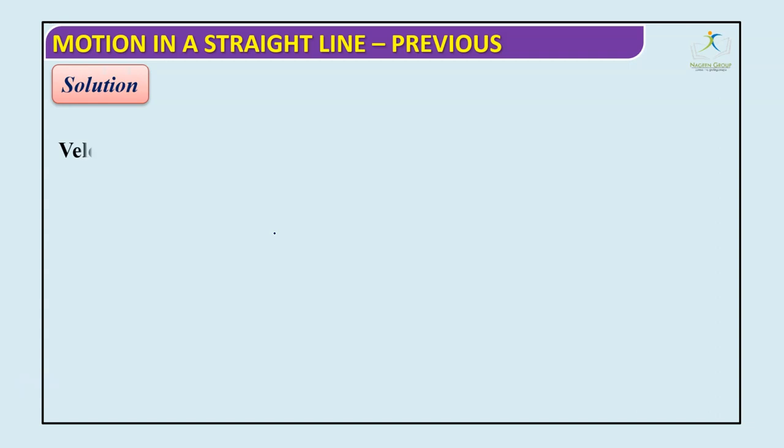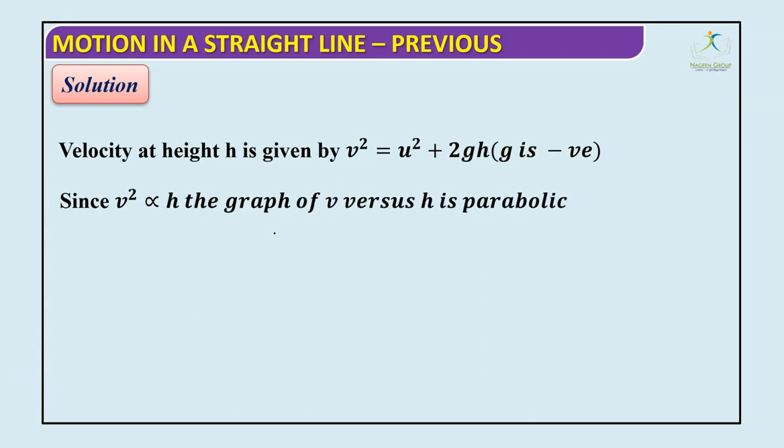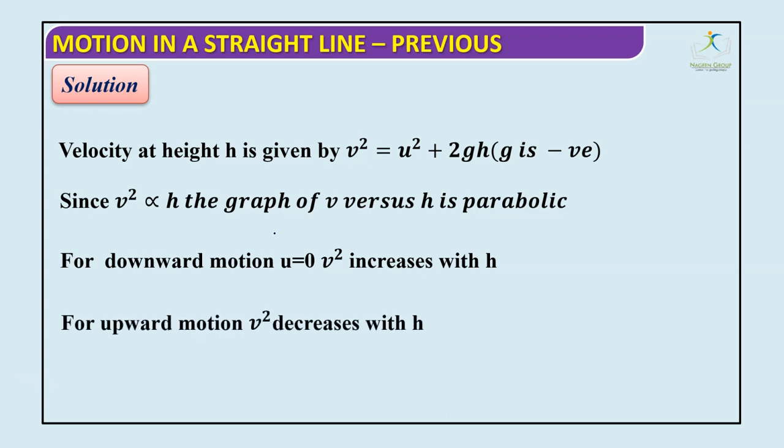Now let's move with the solution part. So we have the velocity and height relation, that is v squared is equal to u squared plus 2gh. Here g is negative because the body is moving upwards, so the body is doing work against gravity. So v squared is directly proportional to h. The graph of v versus h is a parabola. For downward motion, u is equal to 0 and v squared increases. And for upward motion, v squared decreases with h. So the correct option is 4.